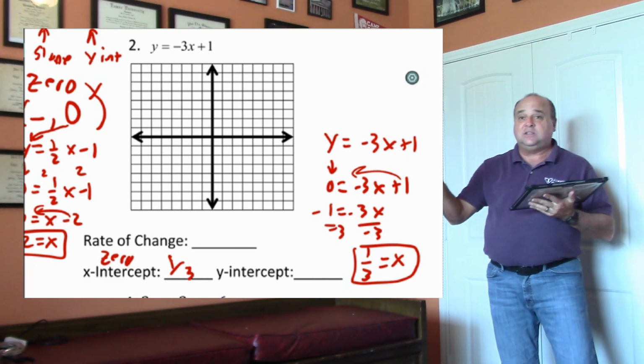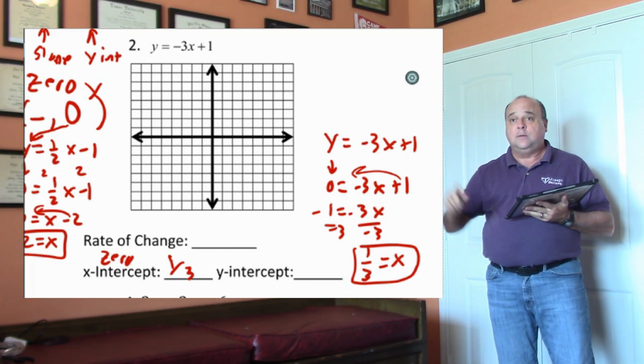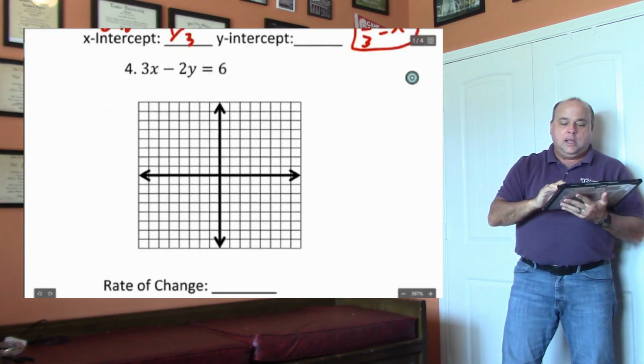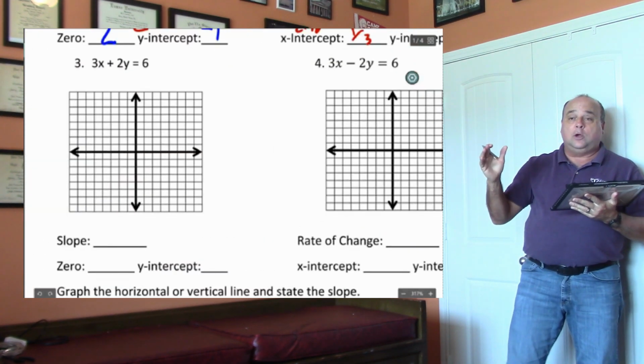So when you graph this line, it should cross at 1/3. Let's go to the next number. Now then, I'm not going to take all the joy away from you.